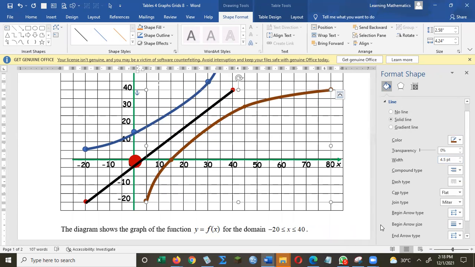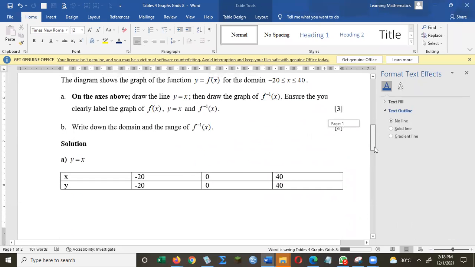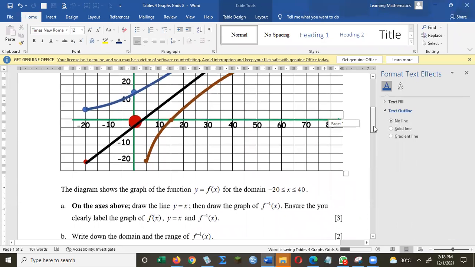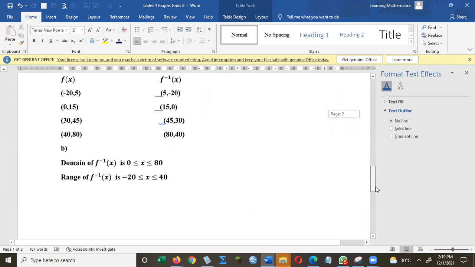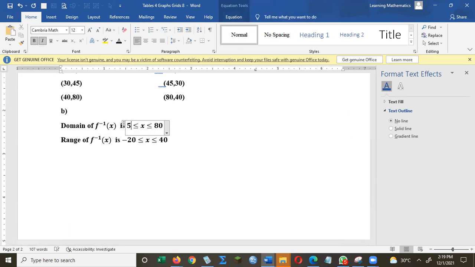The next question, just to complete, says to state the domain and the range of the inverse. So here's the inverse, that brown curve. The domain are the x values, starting from 5 to 80. The domain of the inverse is from 5 to 80. As you can see, 5 to 80. That's the domain of the inverse.